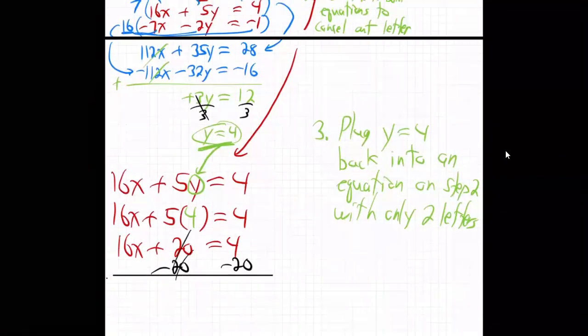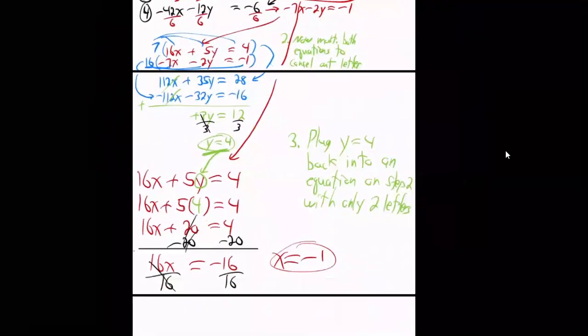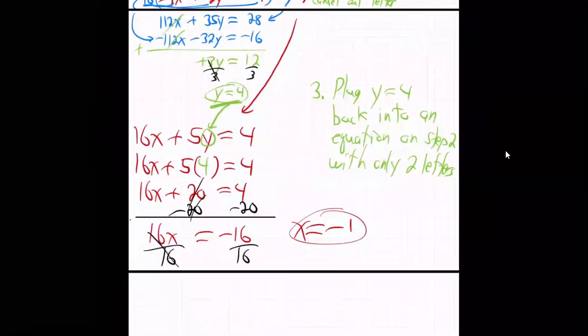And these cancel. And we get 16x is minus 16. Divide by 16. X is minus 1. So now we've got x. So now we've got 2 letters. We got x, we got y.